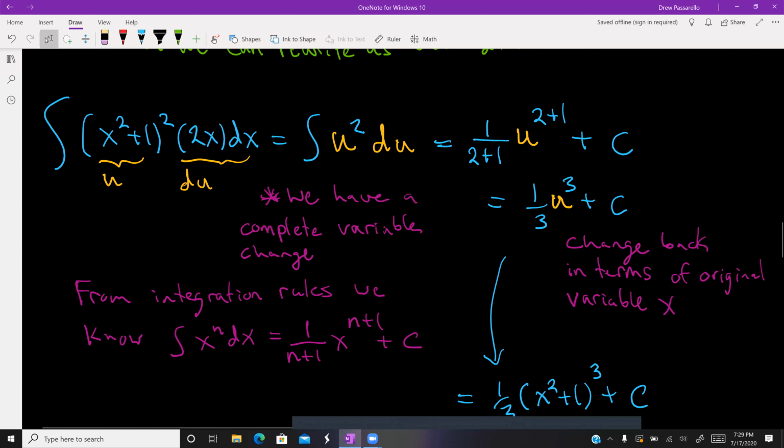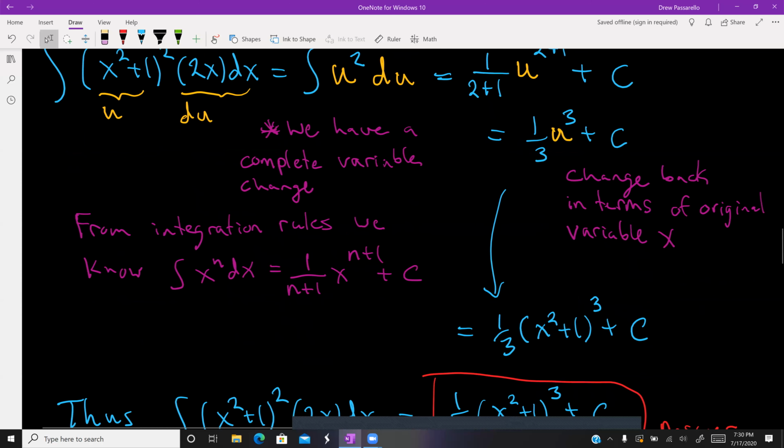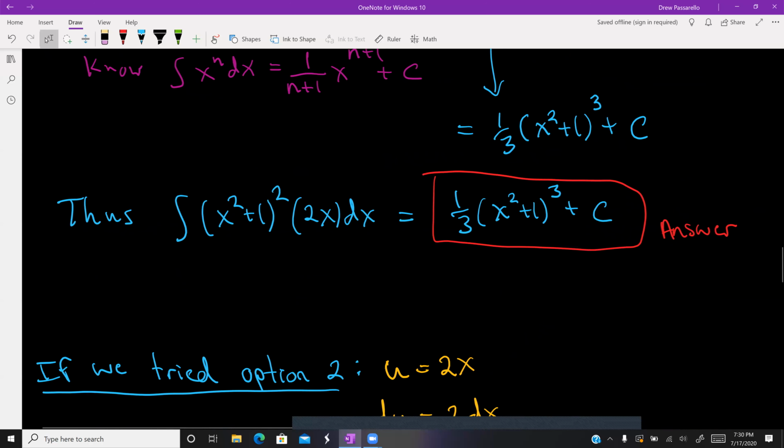All right, that's using rules that we already know. But I need to go back and change u in terms of x, because our problem started out with the variable x. So I substitute what u was. U is x squared plus 1. So we get 1/3 times x squared plus 1 cubed plus c. And that's going to be our answer. So we could say, thus, the integral of this thing on the left side is equal to 1/3 times x squared plus 1 cubed plus c. All right, so option 1 works. That's the correct way to go about it.